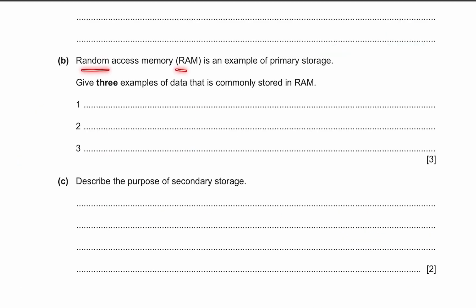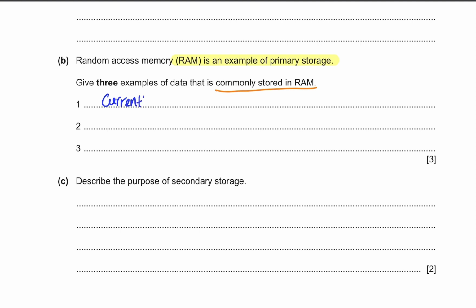Random access memory, RAM, is an example of primary storage. Please tell me 3 things that will be stored in a RAM. The 3 things that will be stored in a RAM are the data which is currently running.